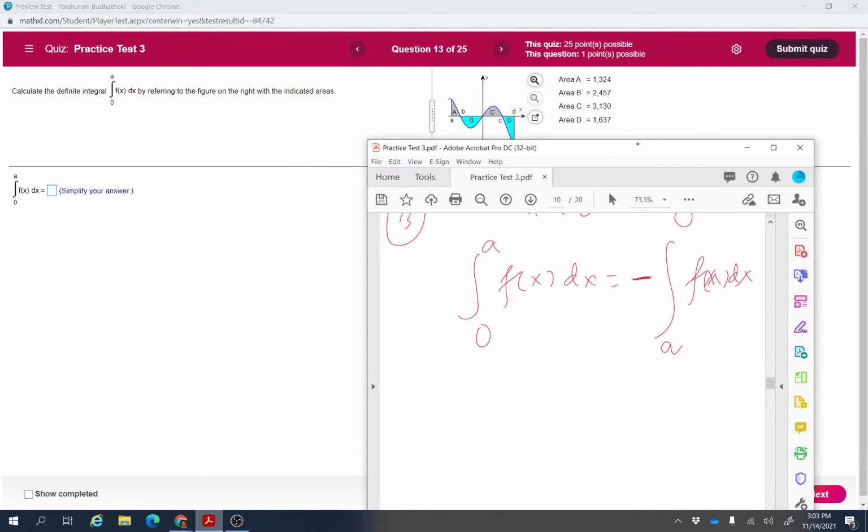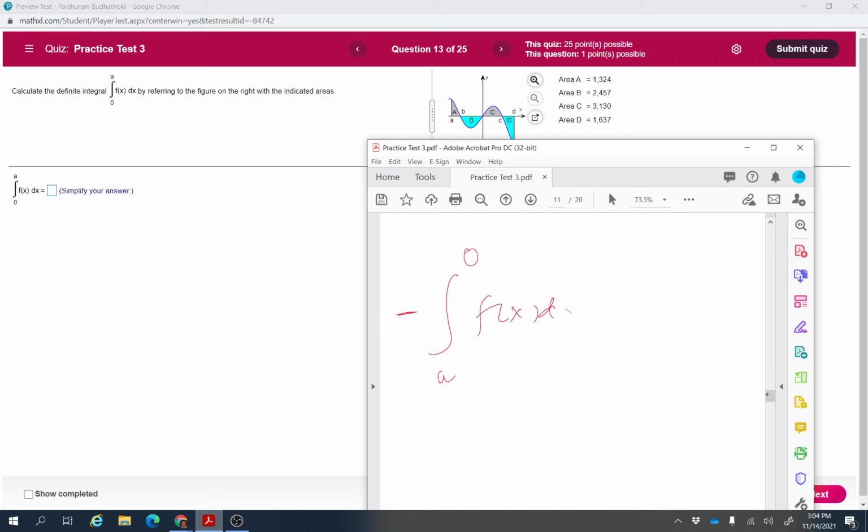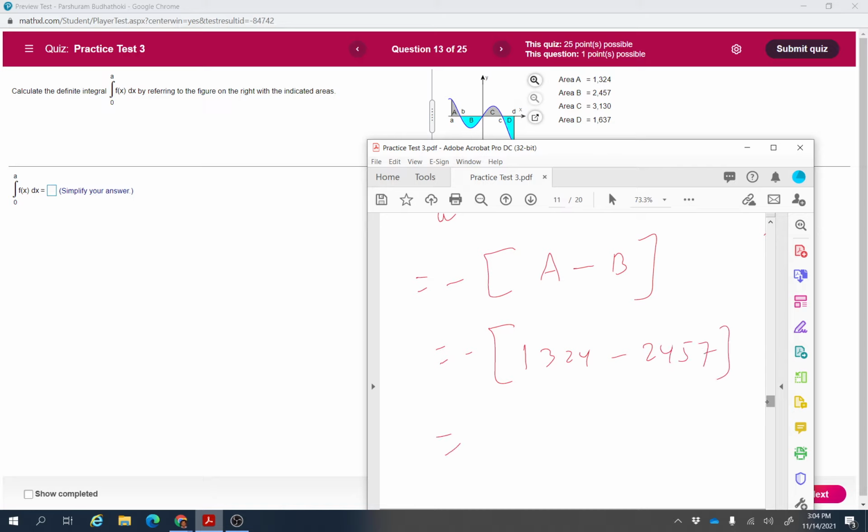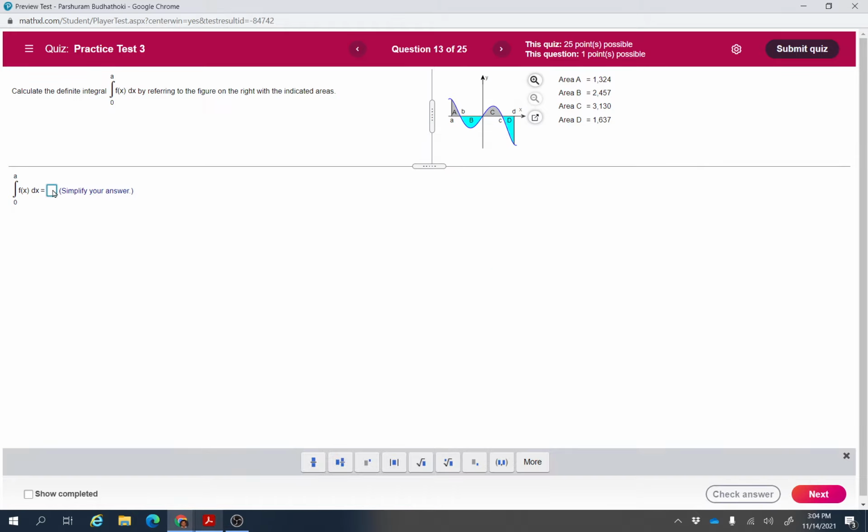B is 2457, so that's negative, and a is 1324, that's positive, because we want to find the integration from a to 0, with a negative sign in front. So this is basically negative a, minus b. Here it will be negative because b is below the x-axis. So if we put the value of a, which is 1324, minus b, which is 2457, eventually it will be positive. 2457 minus 1324 will be 113. So that is negative 113, but because of this negative sign, it will eventually be positive 113.